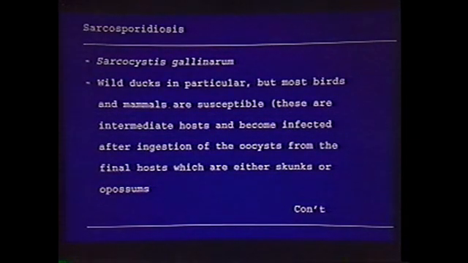Histologically, that's how it looks, a big cyst, not much inflammation. However, sometimes you see extensive inflammation around them. It's caused by Sarcocystis, in which species like ducks and other birds, and mammals including humans, can be intermediate hosts, and they pick up the oocysts usually from stagnant water contaminated with oocysts from the definitive host, which is either skunk or possum.